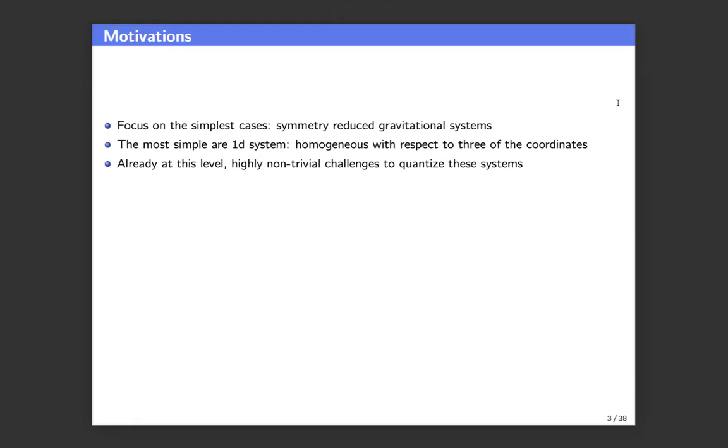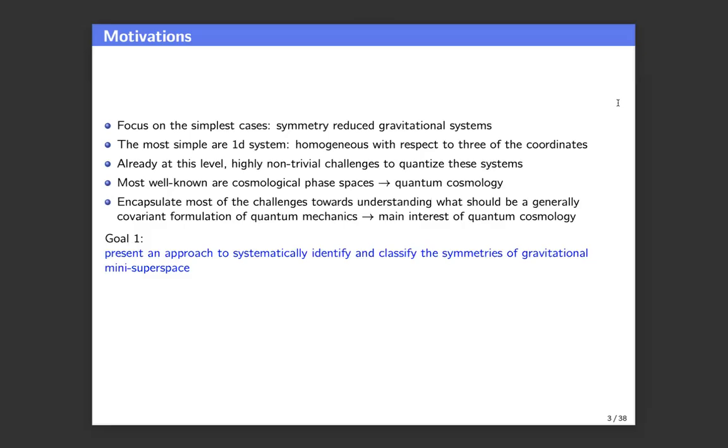The point is that even if you are dealing with very simple systems such as 1D systems, there is already some highly non-trivial challenge when you are trying to quantize this system. And the most well-known one is the cosmical phase space. When you try to quantize this, you then face the problem of understanding quantum cosmology. The interesting point about quantum cosmology is not per se doing physics with this, but really that it encapsulates most of the challenge toward understanding what should be a generally covariant formulation of quantum mechanics. And this is actually the main interest in studying quantum cosmology, at least from my point of view.